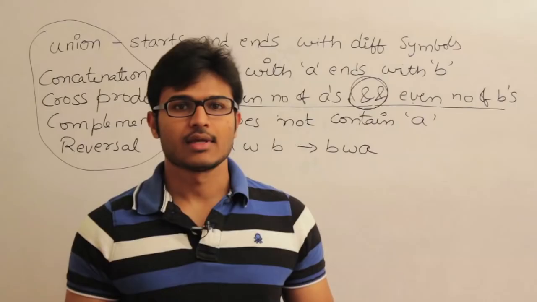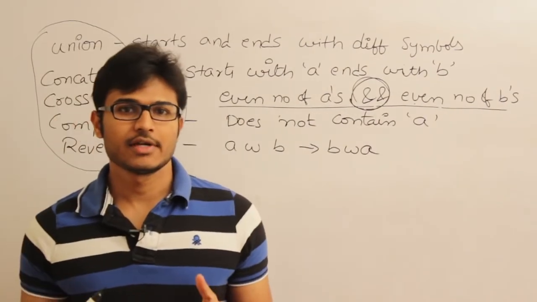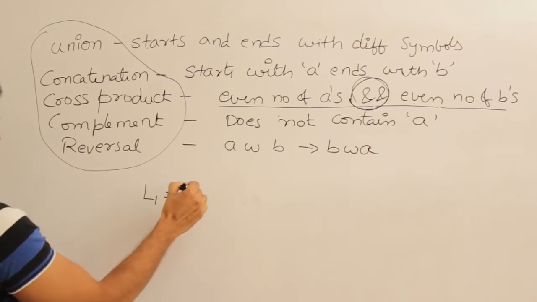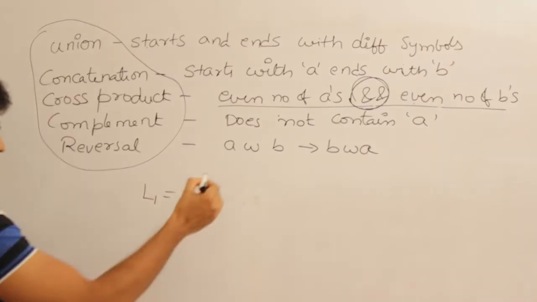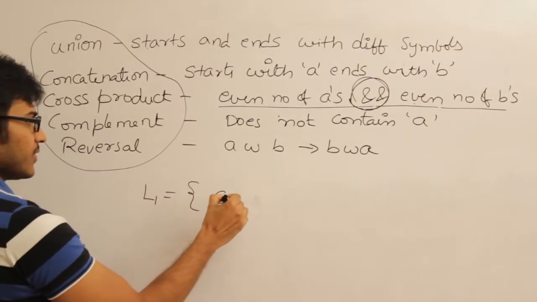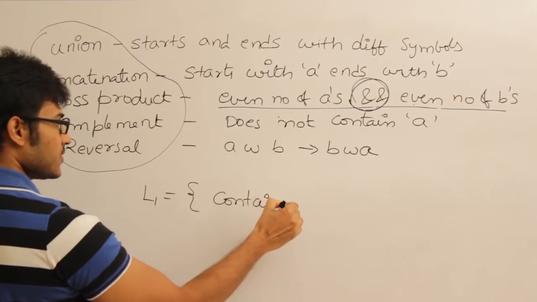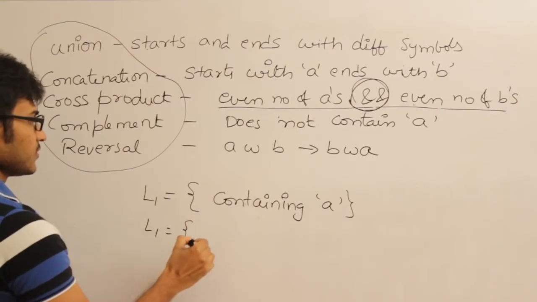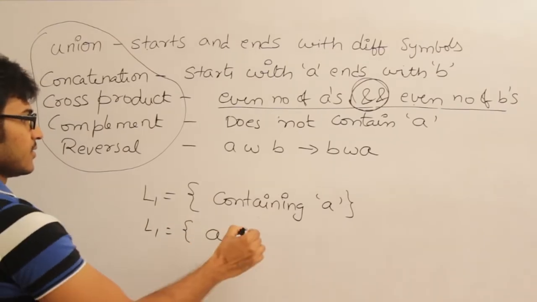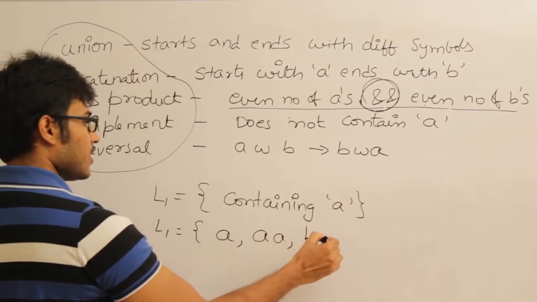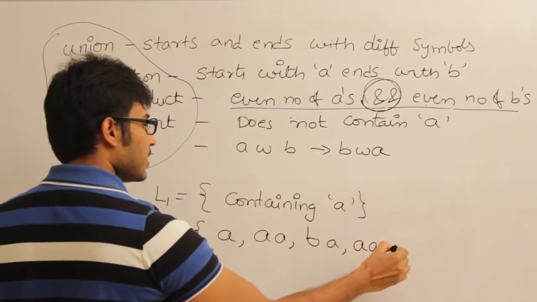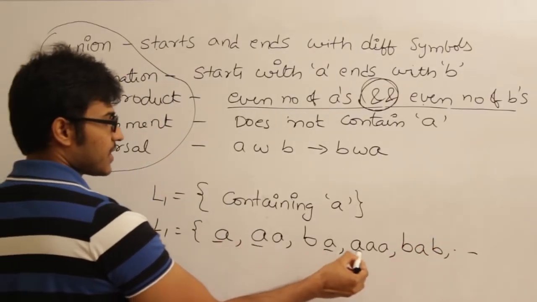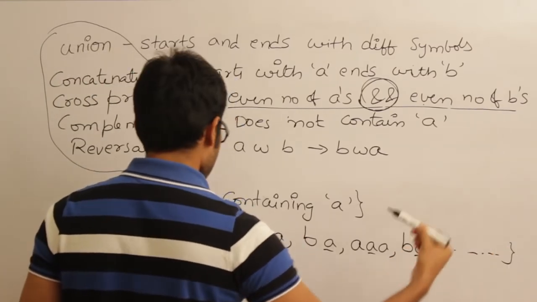And in some examples we have already seen complementation. So what is complementation? Let us take an example. Let us say L1 is a language which contains the set of all strings containing A. So if I write L1, the smallest string which contains A is A, or AA, or BA, or AAA, or BAB, which means it should contain A somewhere. So this is L1.